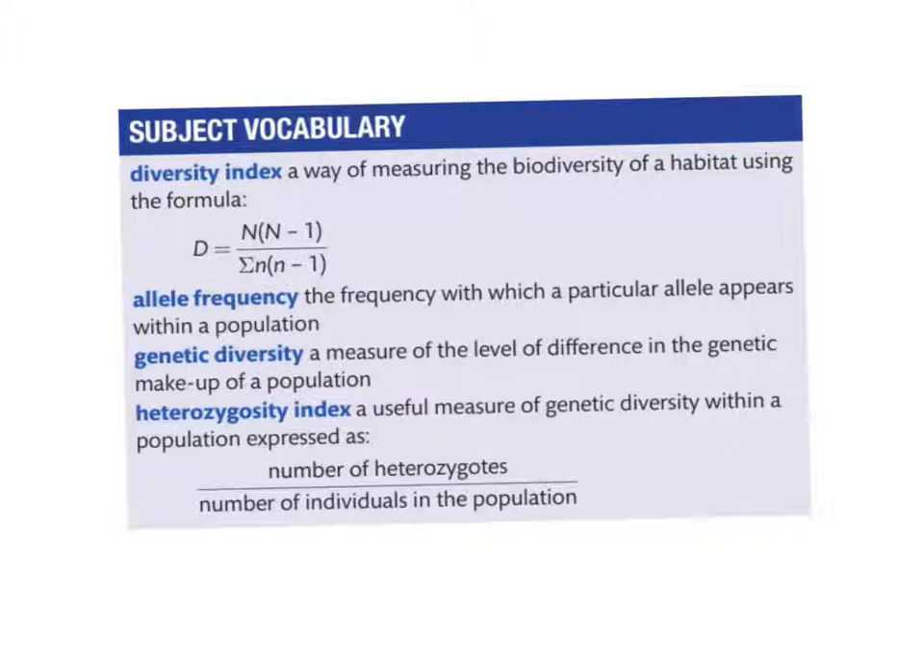Allele frequency: the frequency with which a particular allele appears within a population. So it is the percentage of the allele within the total number of alleles in the population for a certain gene. Genetic diversity is a measure of the level of difference in the genetic makeup of a population. Heterozygosity index is a useful measure of genetic diversity within a population, which depends on the frequency of the heterozygous allele to the total number of alleles. So it equals the number of heterozygous individuals over the total number of individuals in the population.